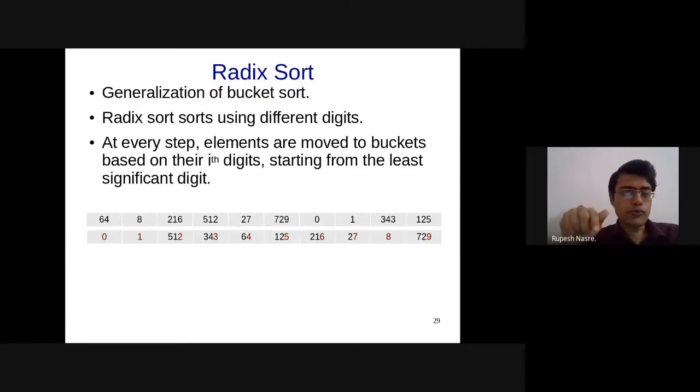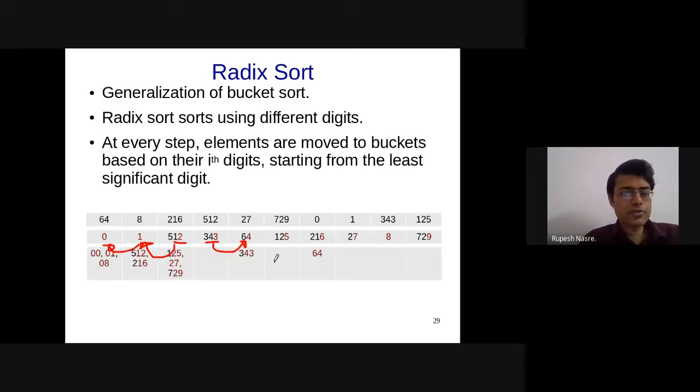In iteration number 2, we are going to look at 2 least significant digits, and we are going to index the 10th place, that is the second digit from right, and move the elements accordingly. What that means is that the 10th place digit for 0 and 1 is 0, and therefore 1 will move to the 0th bucket. Similarly, the 10th place of 512 is 1, and therefore it will move to bucket number 1, 343 will move to bucket number 4, and so on. Okay, so let's do that in the second iteration.